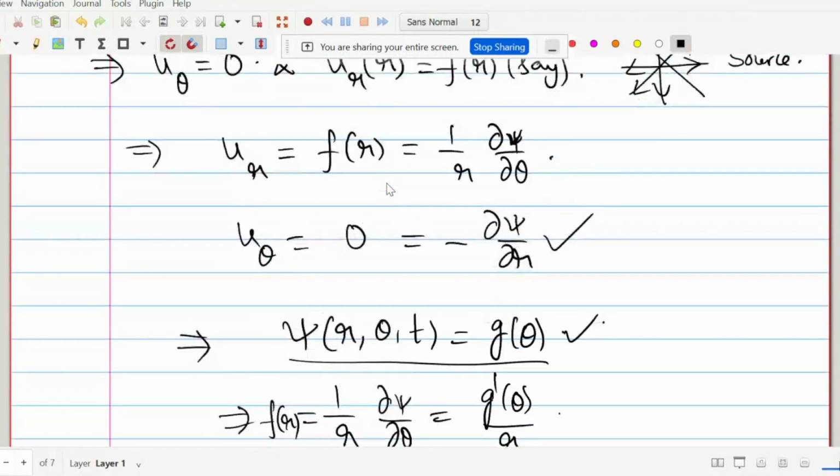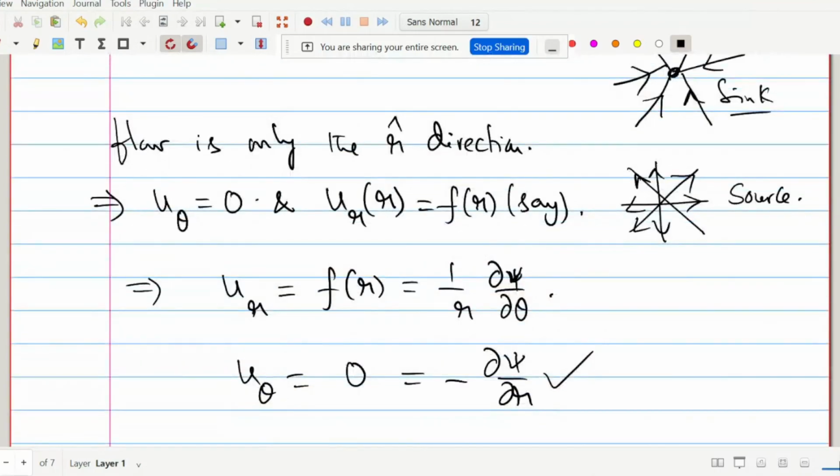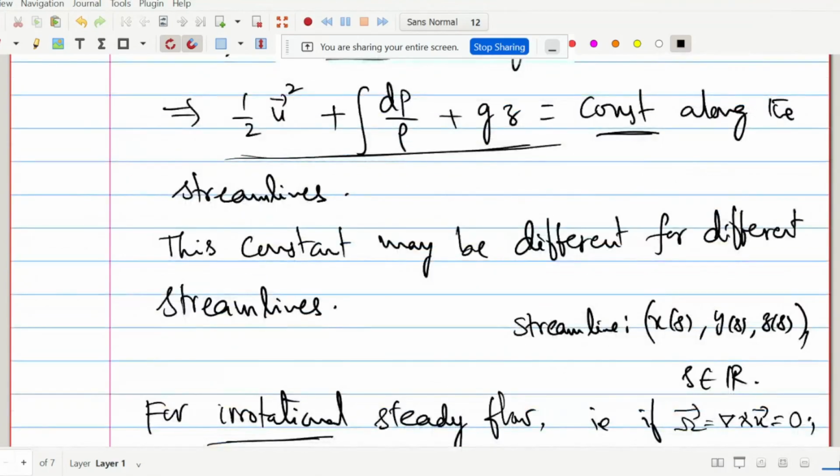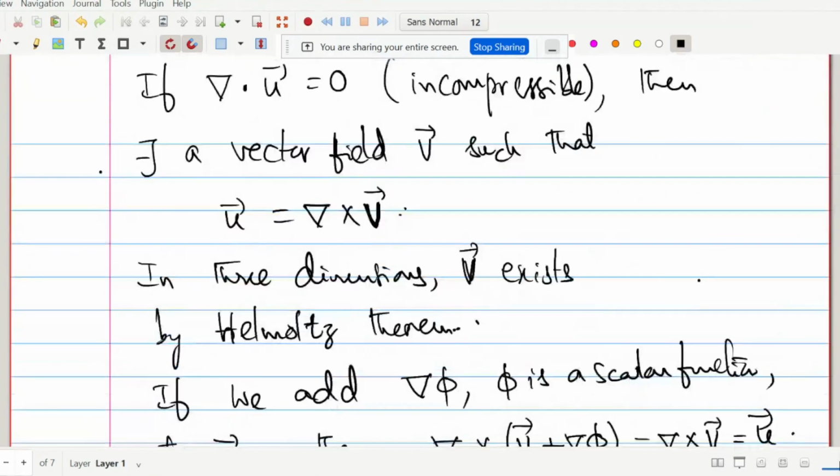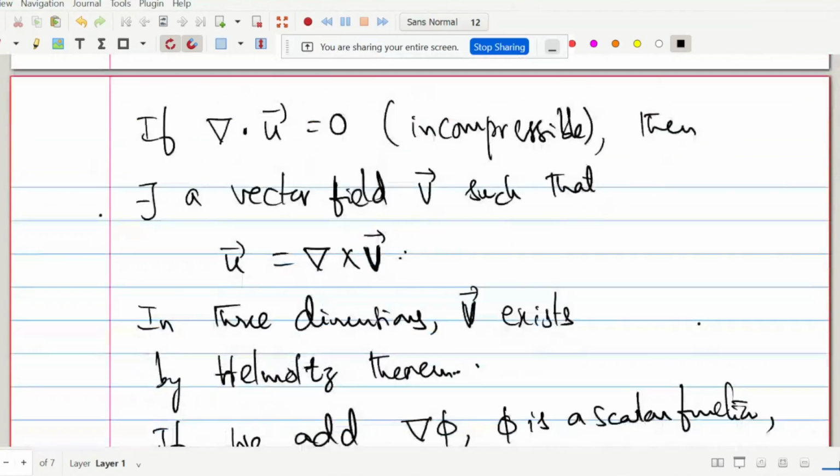Okay, so in the last class, we derived the Bernoulli equation, and then we immediately jumped to this part, where for incompressible fluid you try to derive the stream function, giving your flow in terms of the stream function. That is not possible in 3 dimensions, but in 2 dimensions it is possible. That's what you have seen with 2 examples.